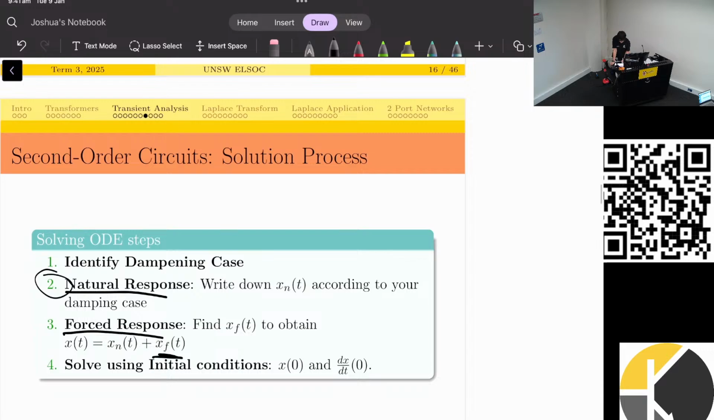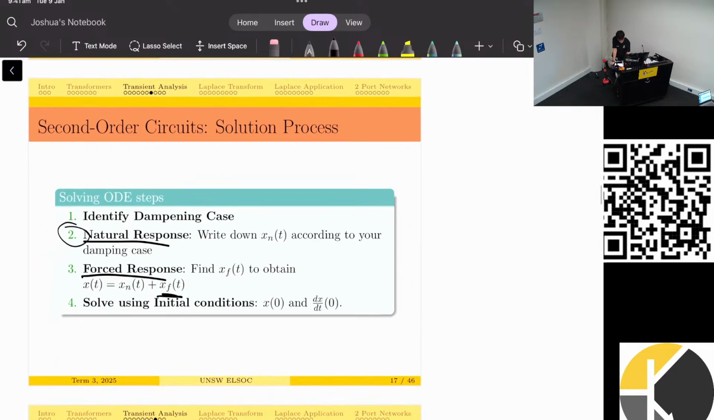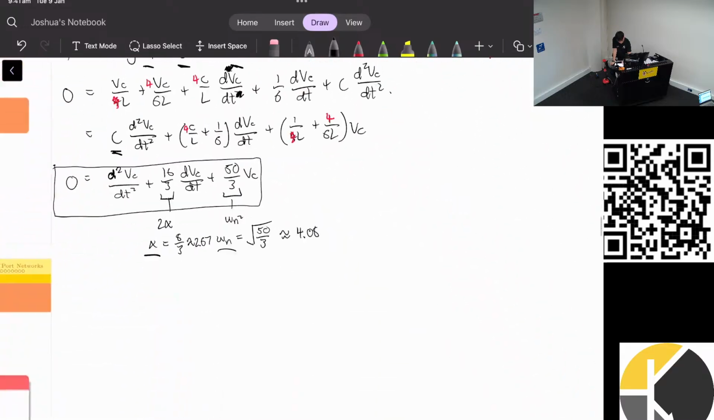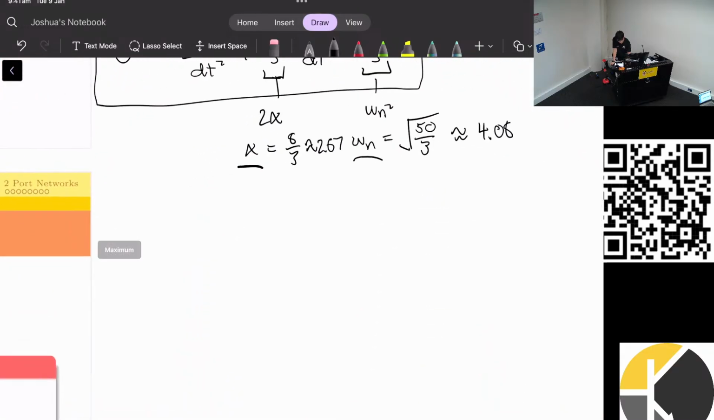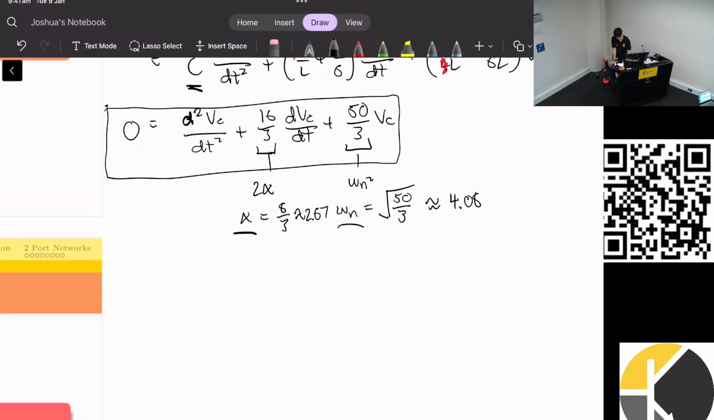So we don't have to worry about this XF term. After we do that, we can sub in our initial conditions. So I'll copy down the general solution for underdamped. So our solution will look something like this.